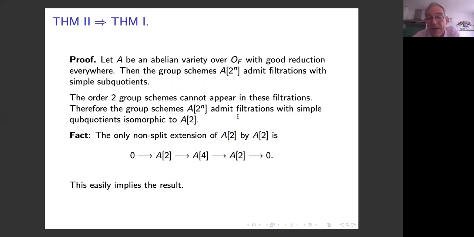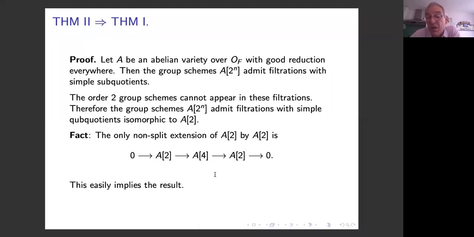And now the question is, how can you glue these A_2s together and make A_2^n? And that has to do with the question, how many extensions are there? And there is, of course, one, there is A_4. This is an exact sequence. And you prove that it is the only one. That is an argument that I will skip. You prove this is the only one.